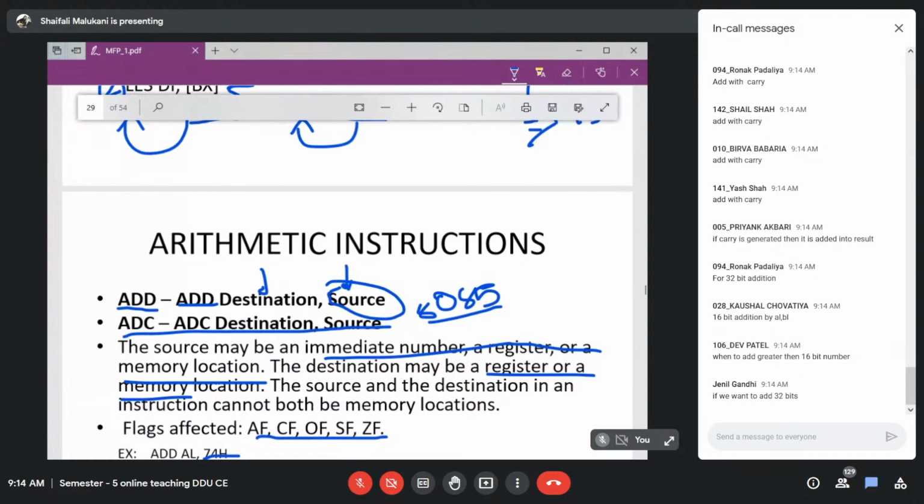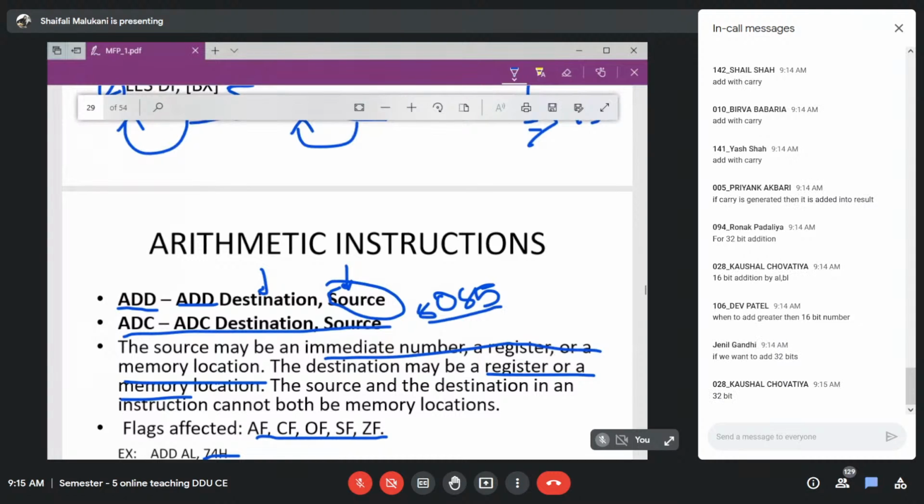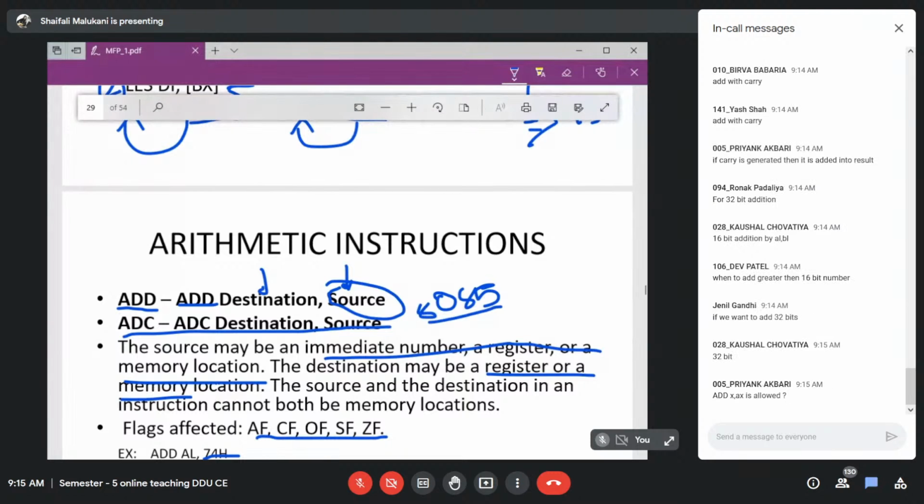16-bit addition by AL BL, when you want to add greater numbers. Yes, Kaushal, you are correct here. But here we are having the option of adding 16 bit, right? So if you do addition of 16 bit, that will be easy for us. Yes, for our case it will be 32 bit. So that is the use of ADC. I'm not covering that because we have so many other interesting programs.